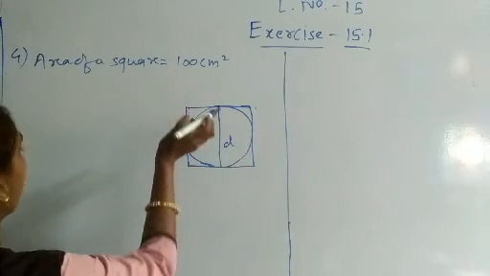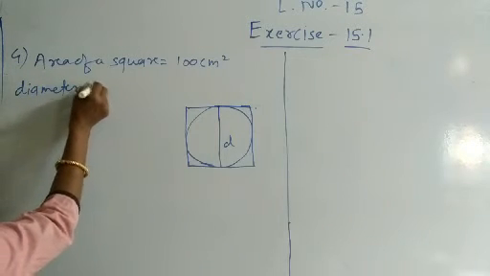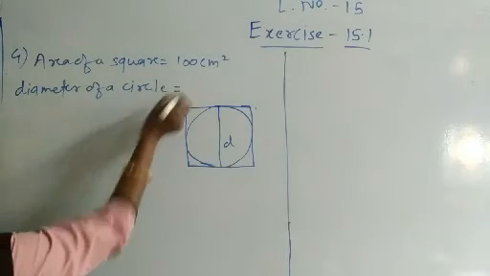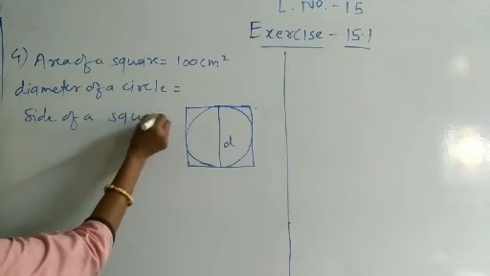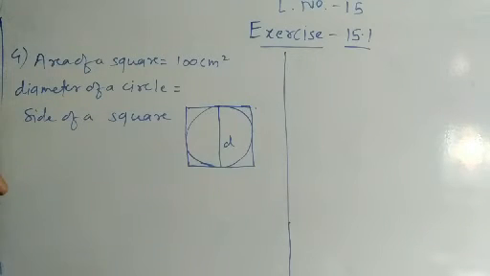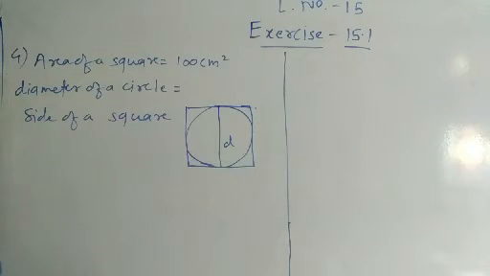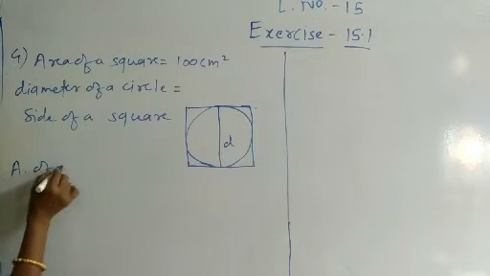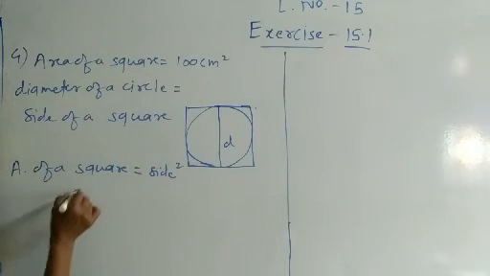Now we write here, the diameter of the circle is equal to the side of the square. If you find the side of the square, then you get the diameter, and the radius is half of the diameter. The area of the square is already given, 100 centimeter square. So what is the formula for the area of a square? Side square. So we write, area of a square is equal to side square.